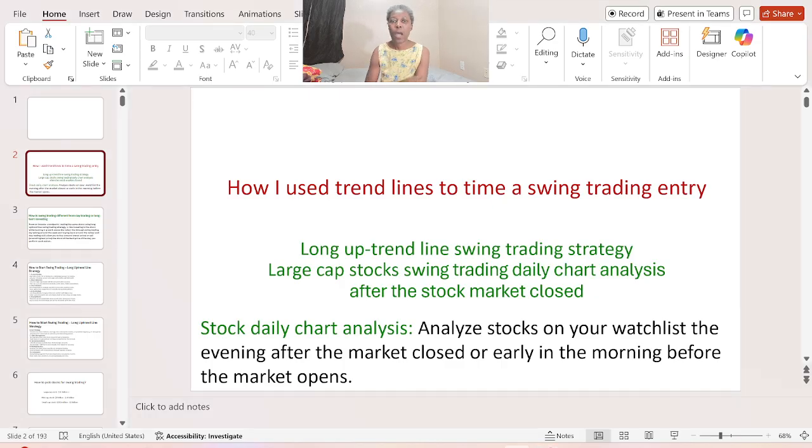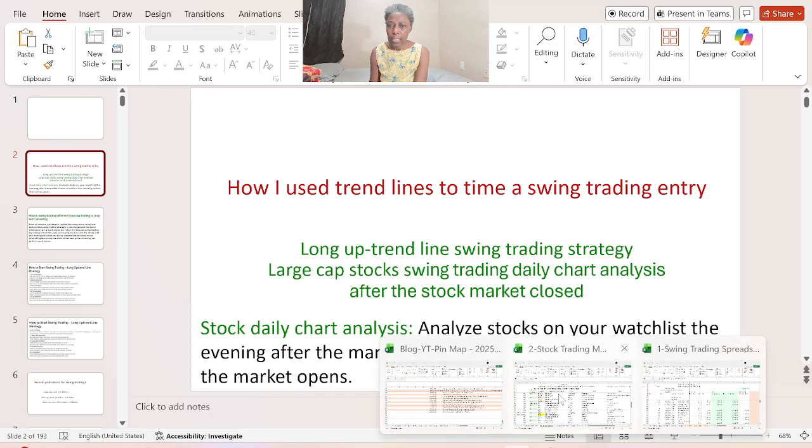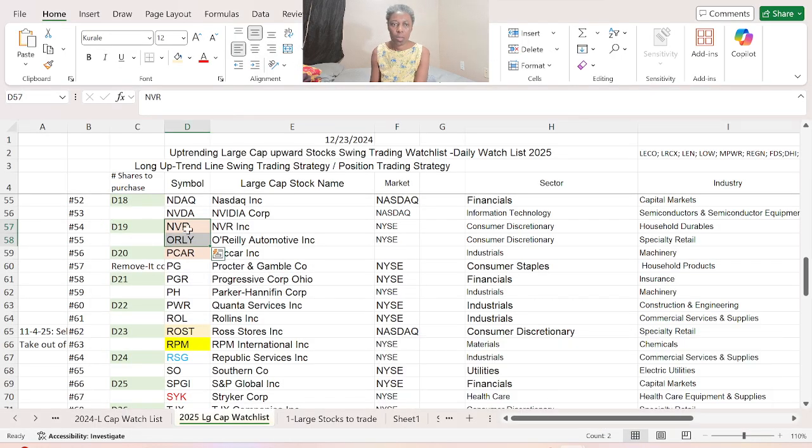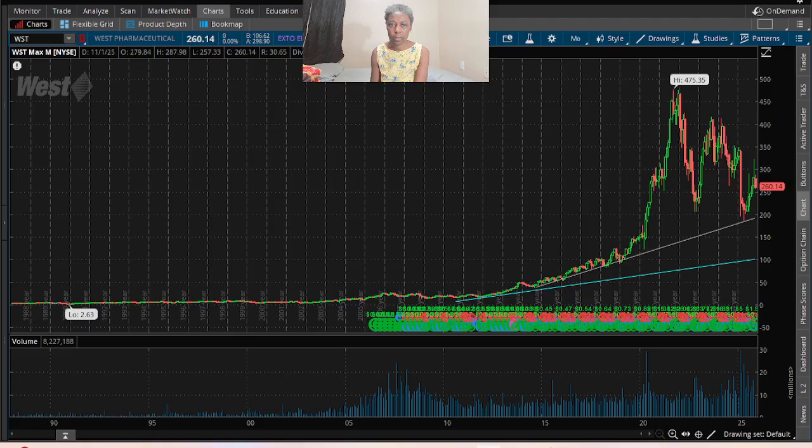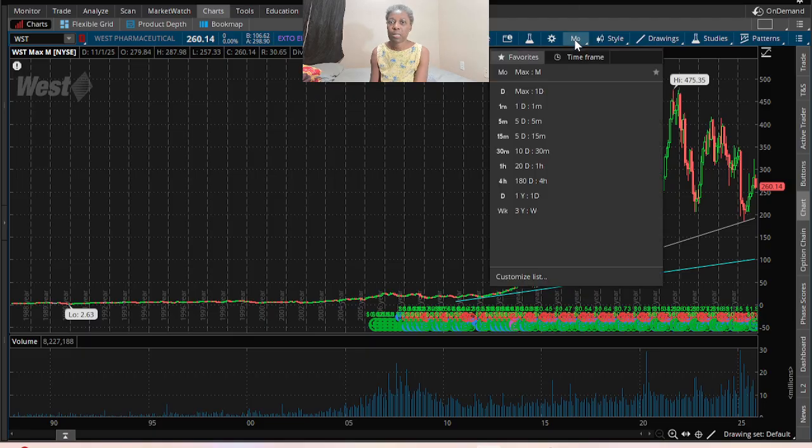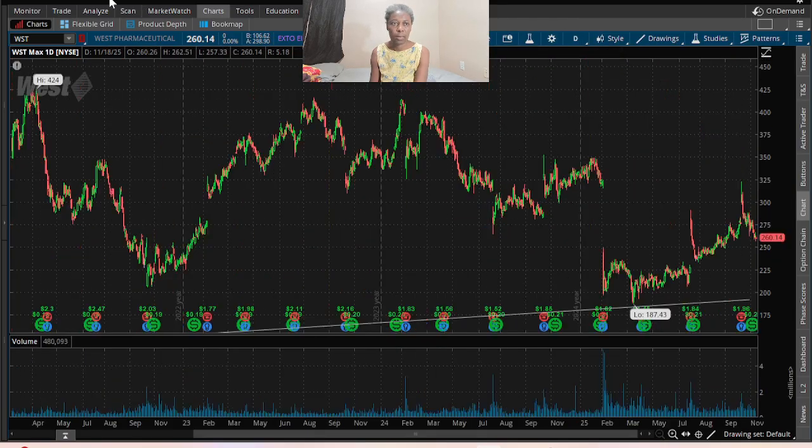Hello, this is how I use trend lines to time a swing trading entry. Let's take a look at our watch list here, and we are going to take a look at NVR. So we'll go to the maximum daily chart.